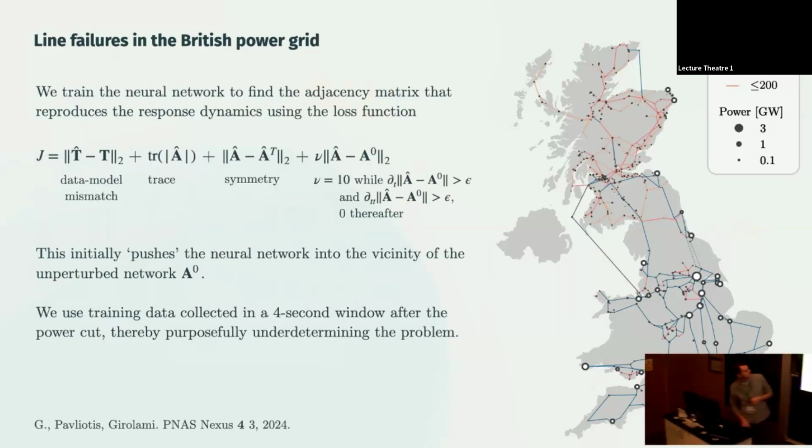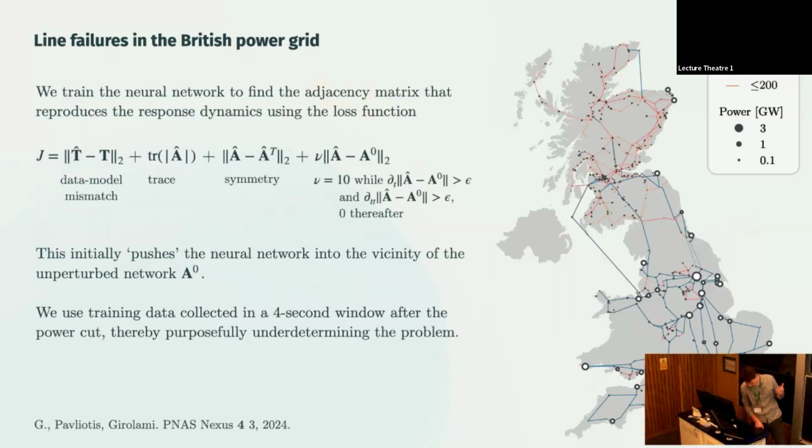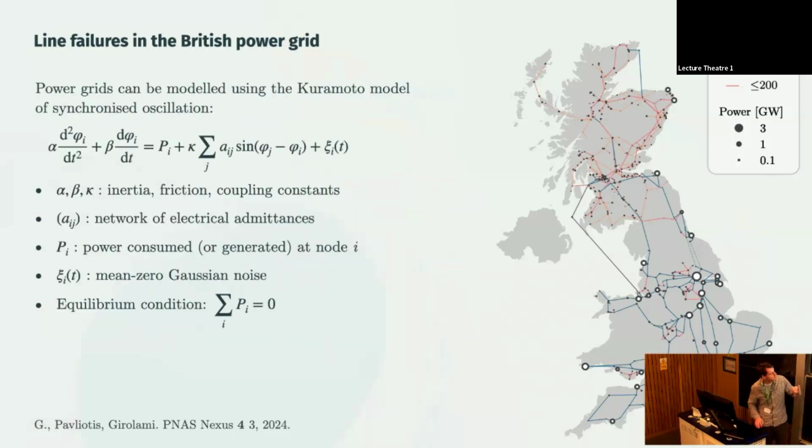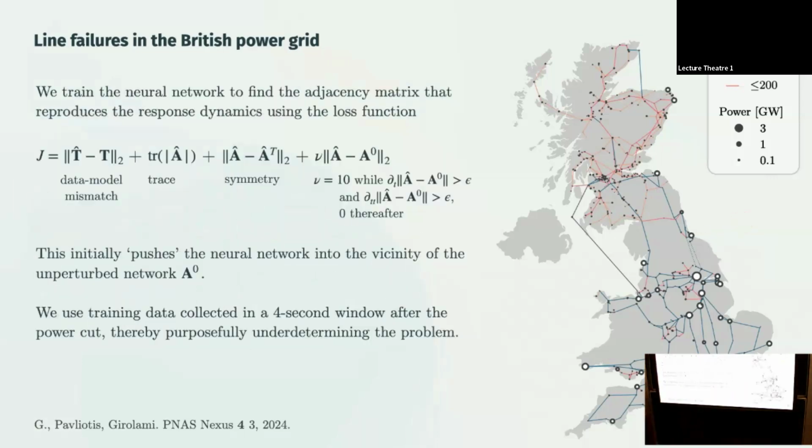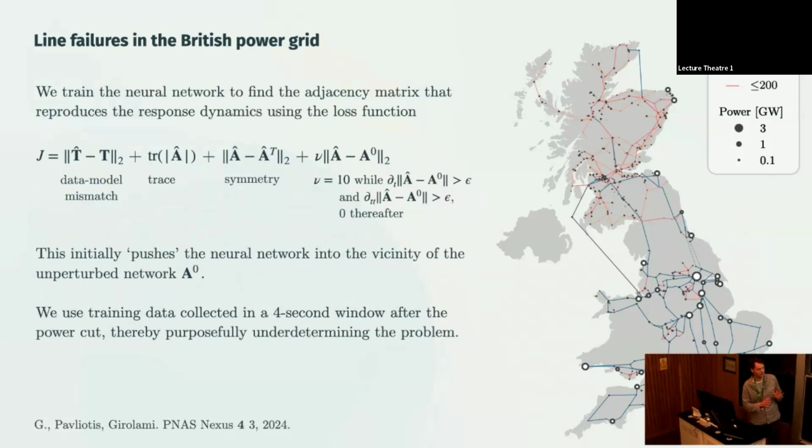And the way we train the neural network is much as before. We have a loss function that contains different components. First of all, the data model mismatch. So this is the mismatch between the predicted time series and the time series that we observe. Then we penalize the trace, so that the diagonal of the adjacency matrix can't be learned, because these terms are going to be 0, so you manually set the trace to 0. It's an undirected graph, so we enforce symmetry by adding this constraint to the loss function.